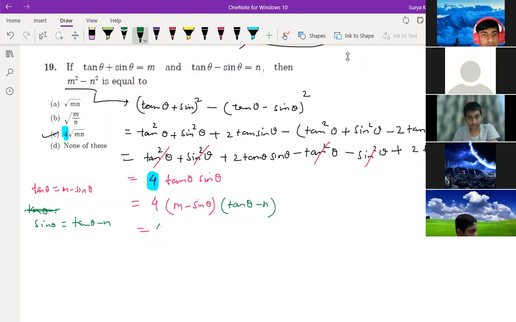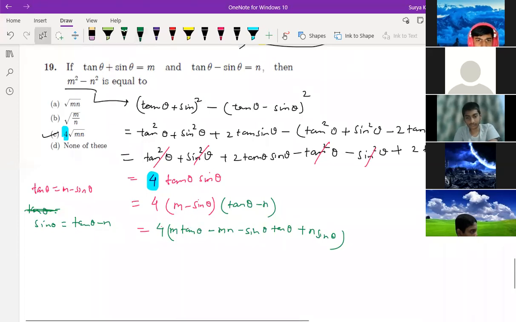If you multiply, you'll get 4 m tan theta, minus mn, then minus sine theta tan theta, plus n sine theta. What will you get from here? Root mn. How do you get root mn over here? It becomes complicated if you go further from the 4 tan and sine. So it's not coming like this.